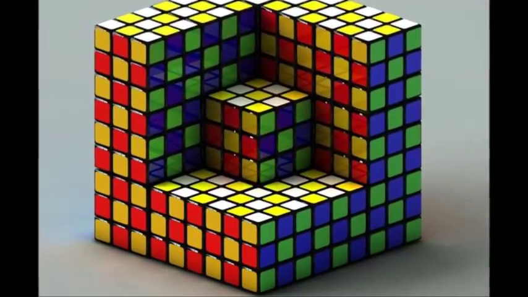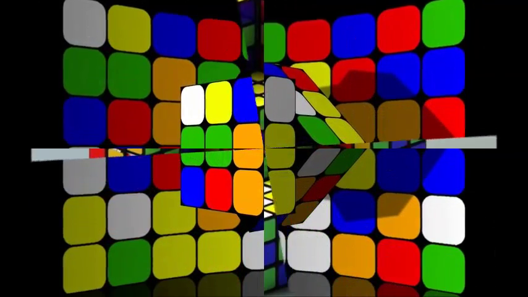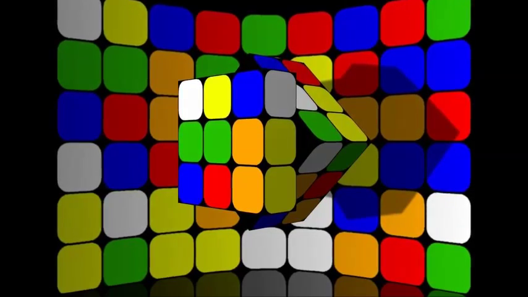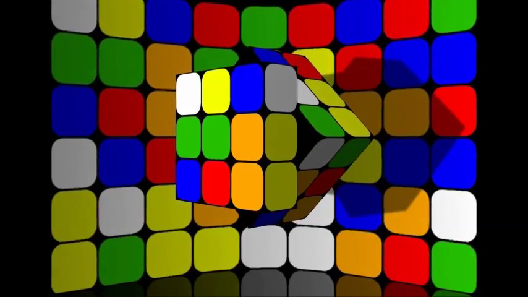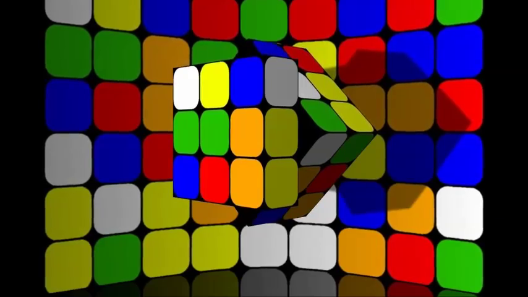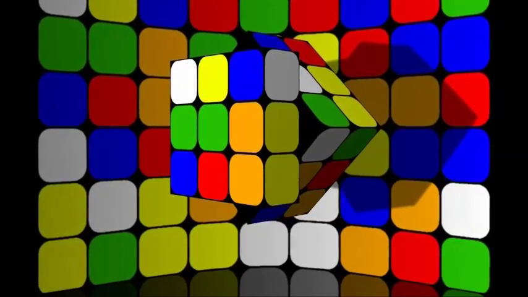However, since the cube's creation in 1974, there have been many other ways found to solve the Rubik's Cube. Each of them creates some sort of repetitive design over the faces of the cube.